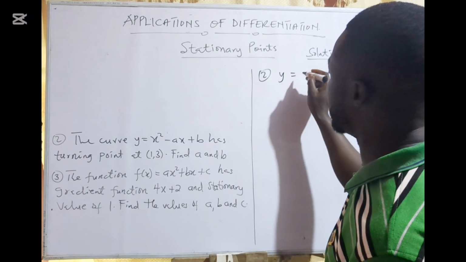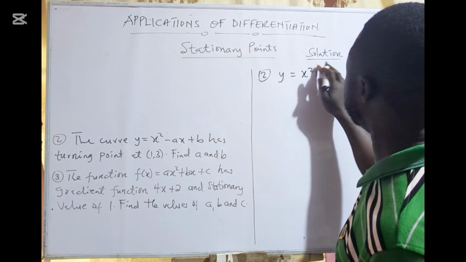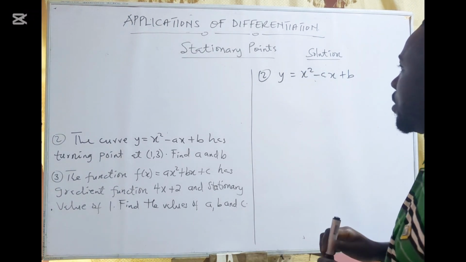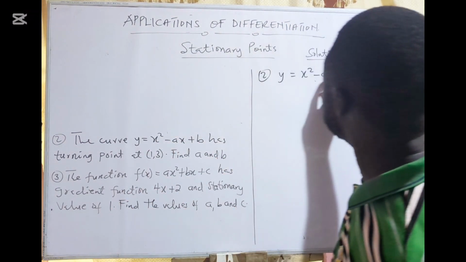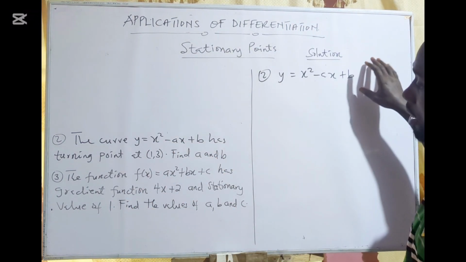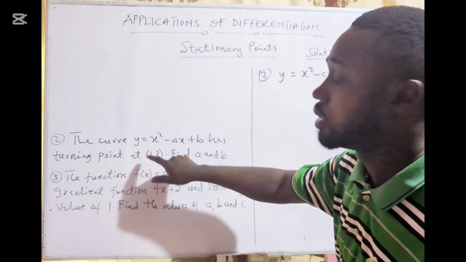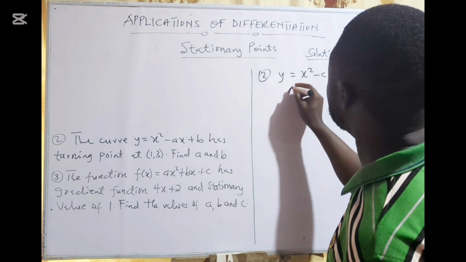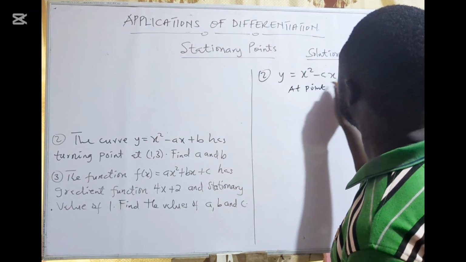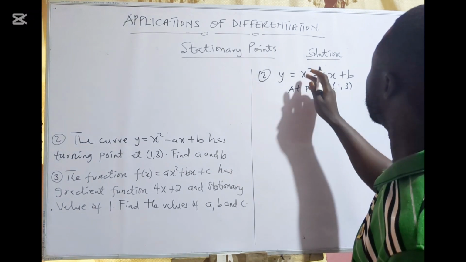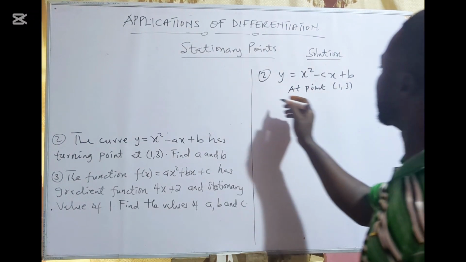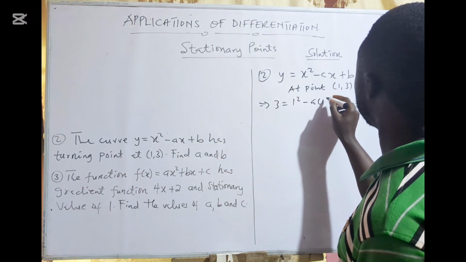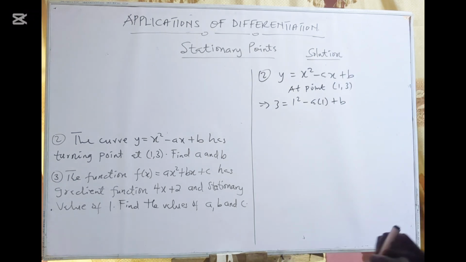So one, we have y equal to x² - ax + b. Okay, so this is the curve. The curve is at this point. On the curve we can get the point (1, 3). So what does it mean? It means the x value is 1 and y is 3. So we can say that 3 is equal to 1 squared minus a multiplying by 1 plus b. So that is what you can see.